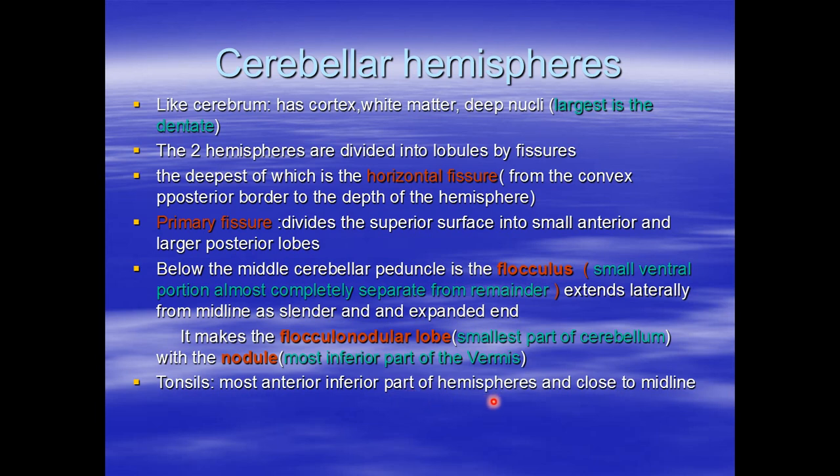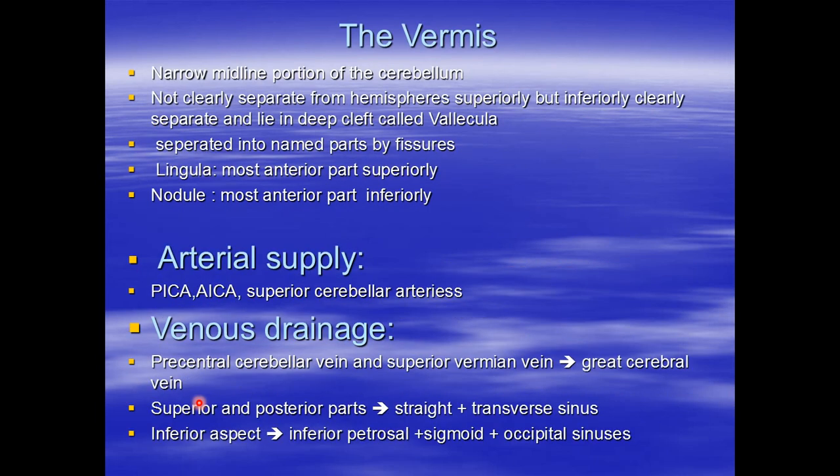They are very close to the midline, and that's probably why they are of very high clinical significance in conditions of brain herniation, because they will herniate, the tonsils especially, below the foramen magnum, causing obstruction to the CSF flow and onset of hydrocephalus. What about the vermis?